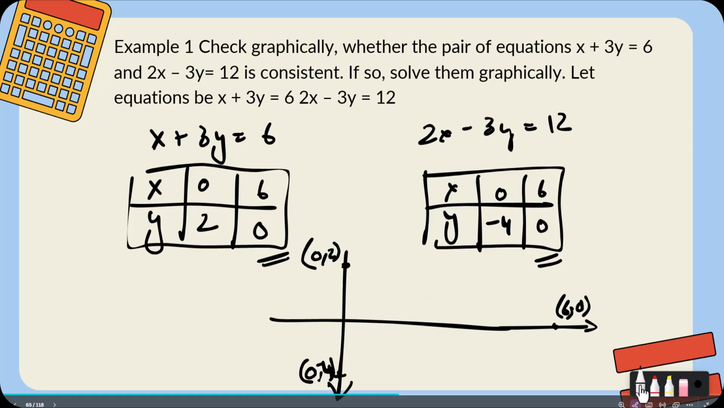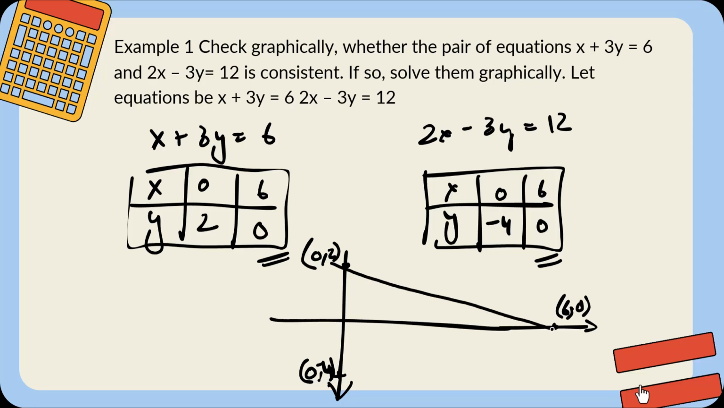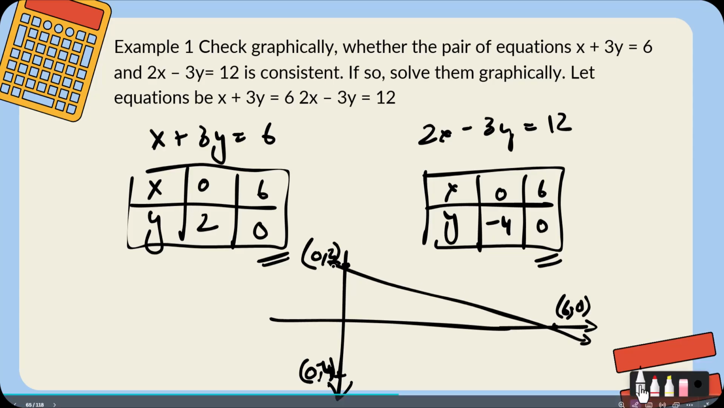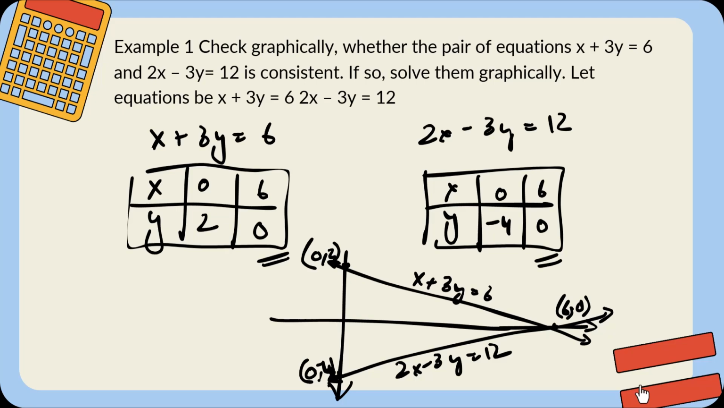Now we can just join and extend. That's it. That's as simple as that. Look where the points are, and just join and extend. You have to extend it because it is a line, not a line segment. So x + 3y = 6 and 2x - 3y = 12. You have to draw this on a graph, but I'm just trying to represent it so you understand. Okay, let's see the next one.